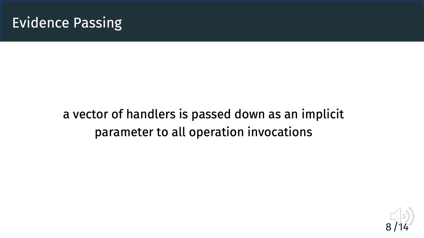Using scoped resumptions, we define the evidence passing translation. The key idea of evidence passing is that a vector of handlers is passed down as an implicit parameter, similar to the dictionary translation in Haskell for type classes.